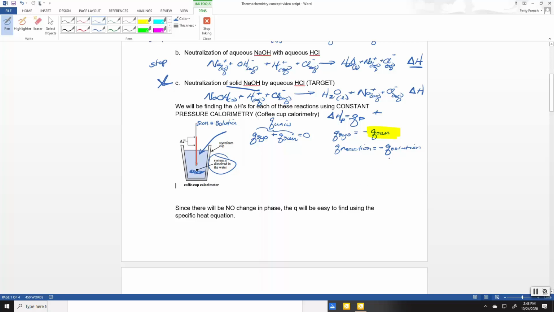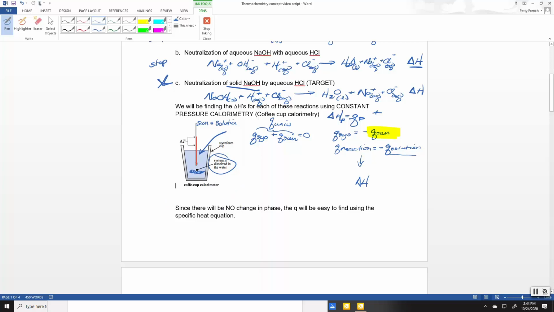All right, so what can we measure for the solution? Because obviously we have to measure something with that Q solution in order to figure out the Q reaction. And from that, we can find the delta H. So how are we going to measure this Q solution?